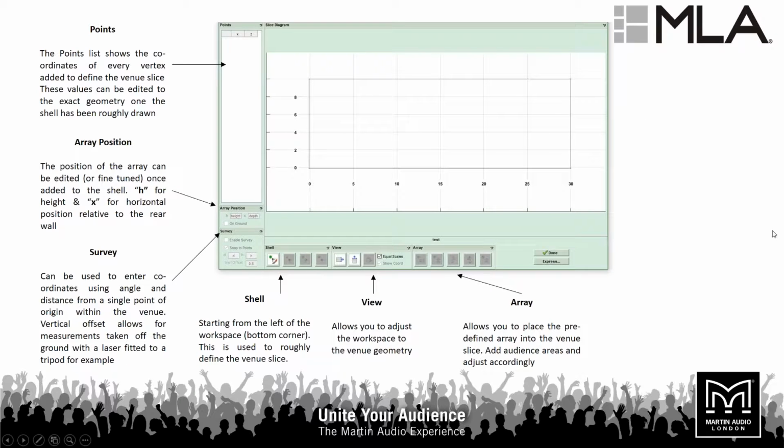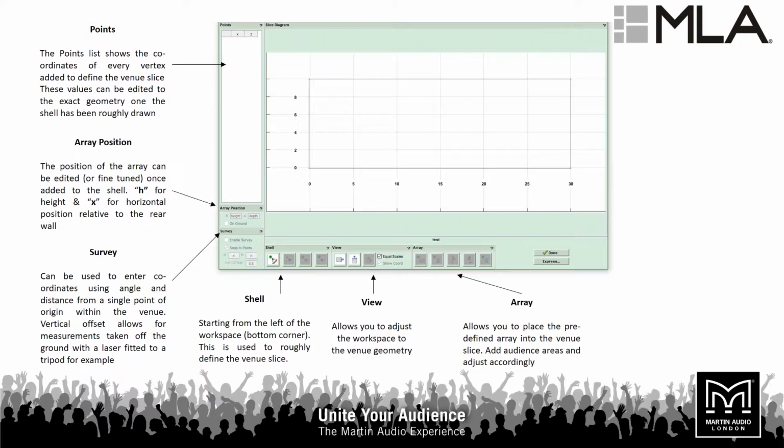So this is the slice tab. As you can see, it's blank at the moment because we haven't added anything. But in the top left, we will have a list of vertices, and it will show our X and Z coordinates in space, and we can obviously edit those. The array position below, this will allow us to edit the height and the depth into the room our array is positioned. The survey tab below, I don't know if everybody has this, but if you're using a laser measure, quite often, if you've got a good one, it will allow you to effectively use trigonometry to work out the height of various surfaces.